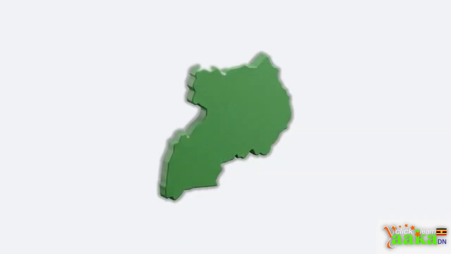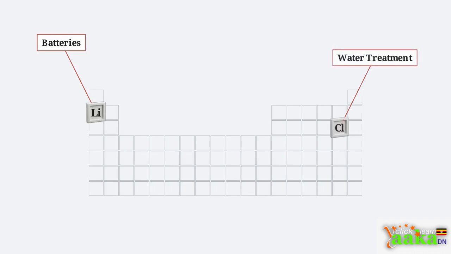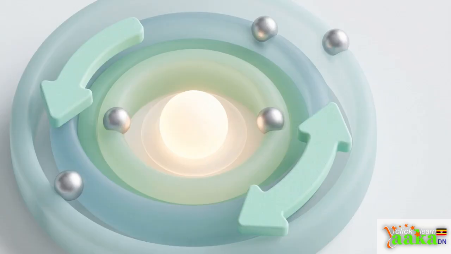The periodic table is a map of chemical behavior. Whether we are extracting lithium for batteries or using chlorine to treat water systems here in Uganda, an element's position on this grid reveals its physical and chemical properties. To read this map, we look at a microscopic tug-of-war happening inside the atom.